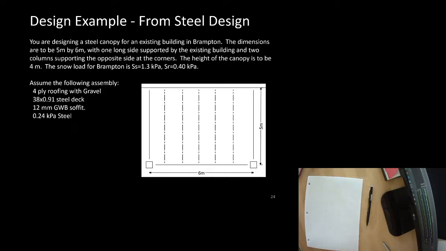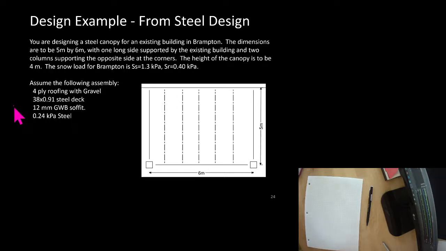We're designing a steel canopy for an existing building in Brampton. The dimensions are to be 5x6 with one long side supported by the existing building and two columns supporting the opposite side at the corners. The height of the canopy is to be 4 meters to match the existing building, which we've already learned in past weeks. And the snow load in Brampton is Ss equals 1.3 and Sr equals 0.4.